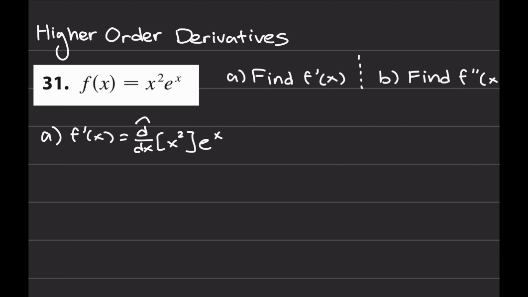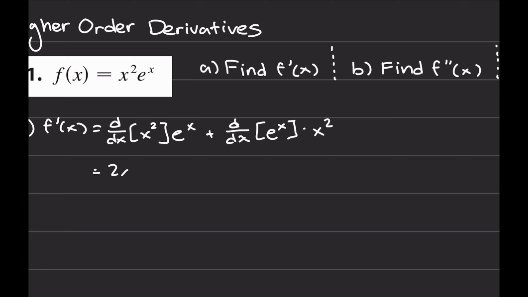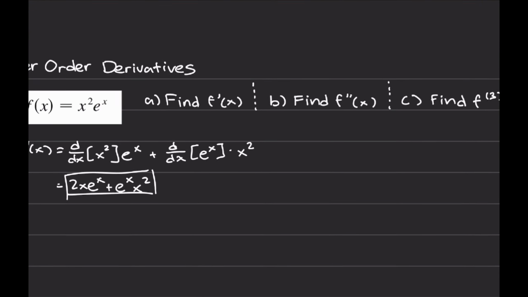Remember, we took the derivative of one and then left the other. And then we're going to take the derivative of the other one, e to the x, and leave the x squared. So this just gives us 2x e to the x plus e to the x times x squared. All right, so this is our f prime of x. Nothing too complicated there. Now f double prime of x.